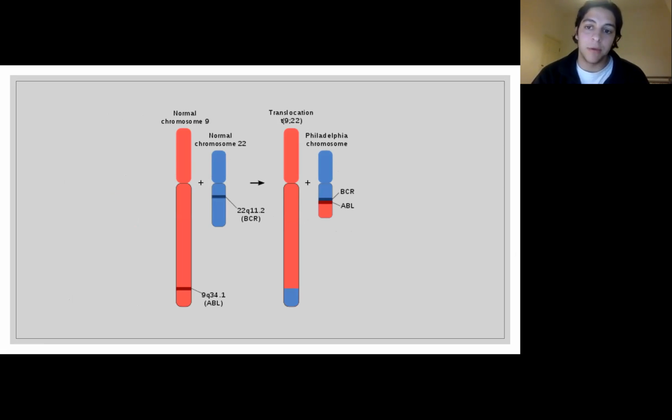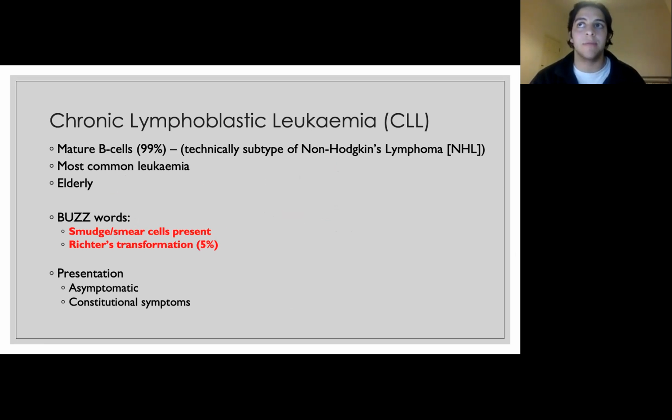So that's CML. Moving on to CLL, so chronic lymphocytic leukemia. CLL is a cancer of mature B cells. It's technically a subtype of non-Hodgkin's lymphoma, but we'll get onto that when we go over lymphoma. This is by far the most common type of leukemia, and it's common in the elderly. So buzzwords to know for exams. If there are smudge or smear cells present, it's CLL. Smudge and smear cells are lymphocytes which are particularly friable, and you can see them on a blood film. And there is also something called Richter's transformation.